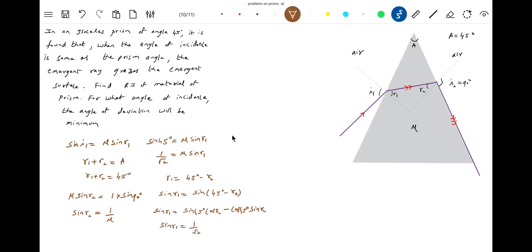equals 1 by root 2, cos R2 will be root of 1 minus sin square R2. So further solving this, sin R1 equals 1 by root 2, minus 1 by root 2 sin R2.